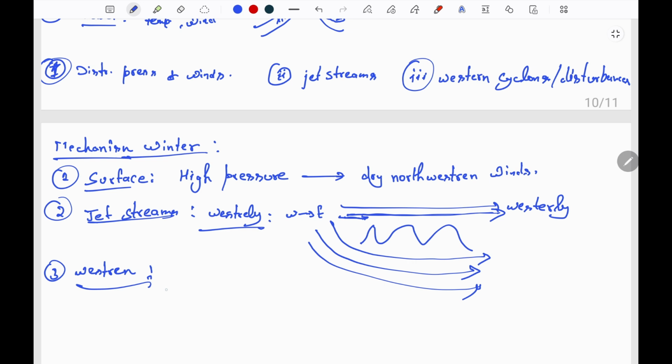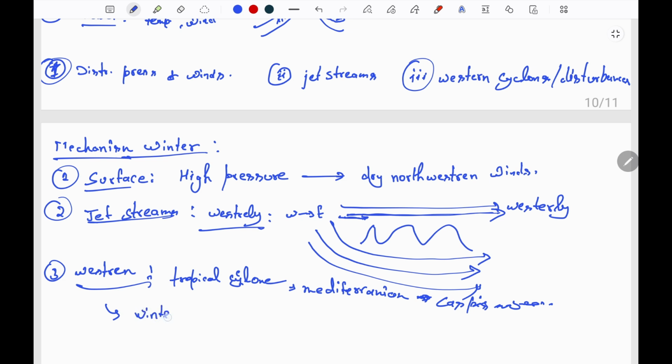And what are these western disturbances? They are tropical cyclones originating over the Mediterranean, and they are also intensified by the water from Caspian Sea, and they cause winter rainfall in northern India, which is beneficial for the Rabi crops.